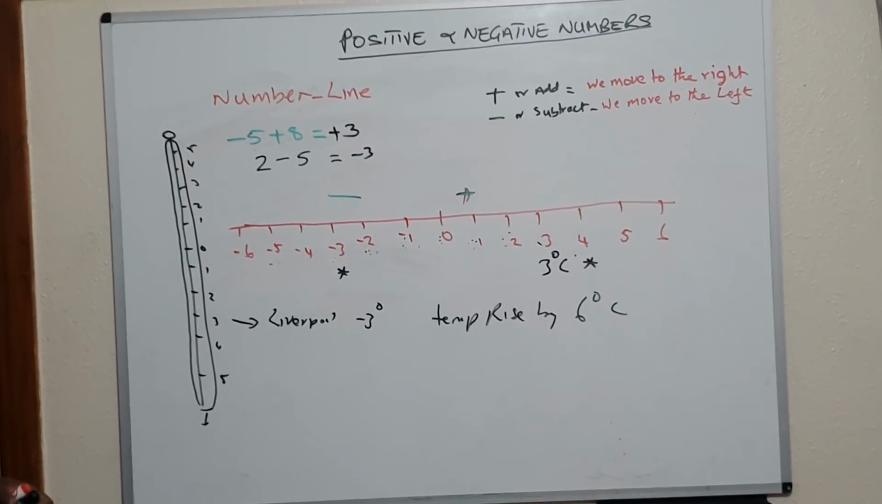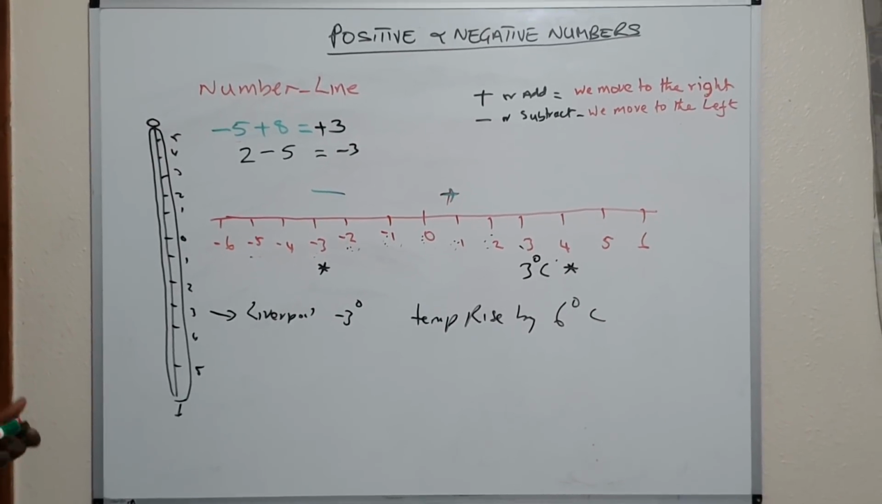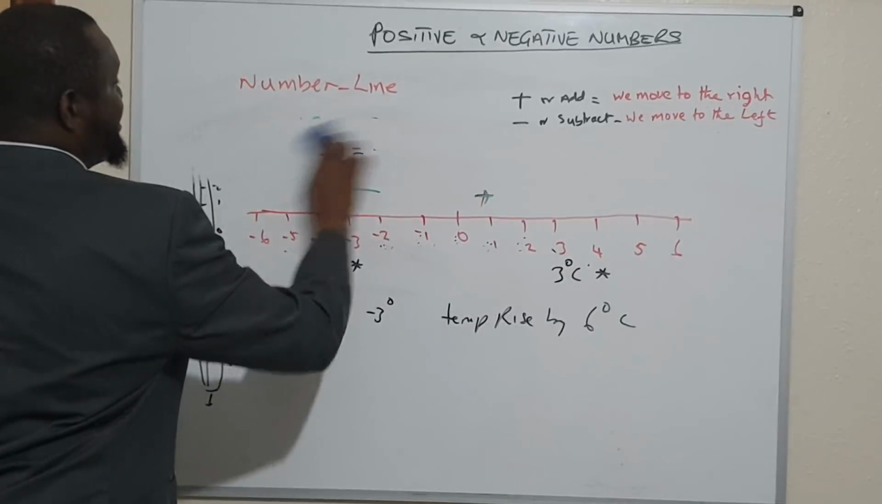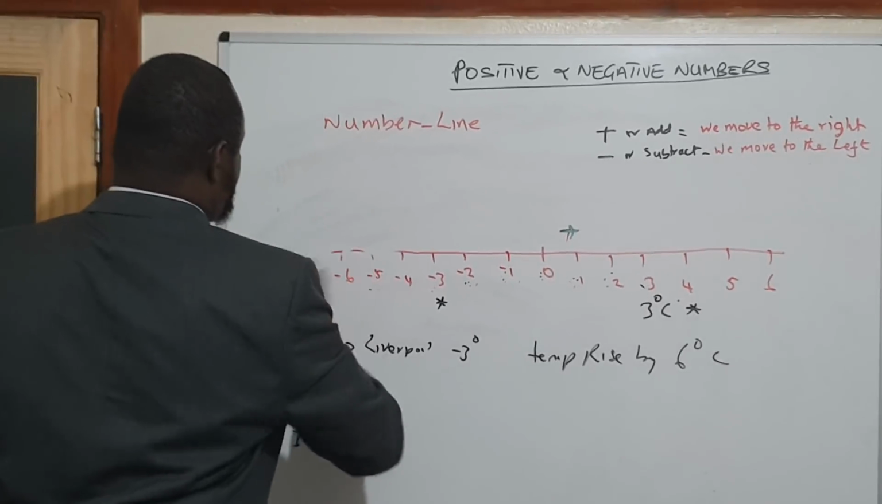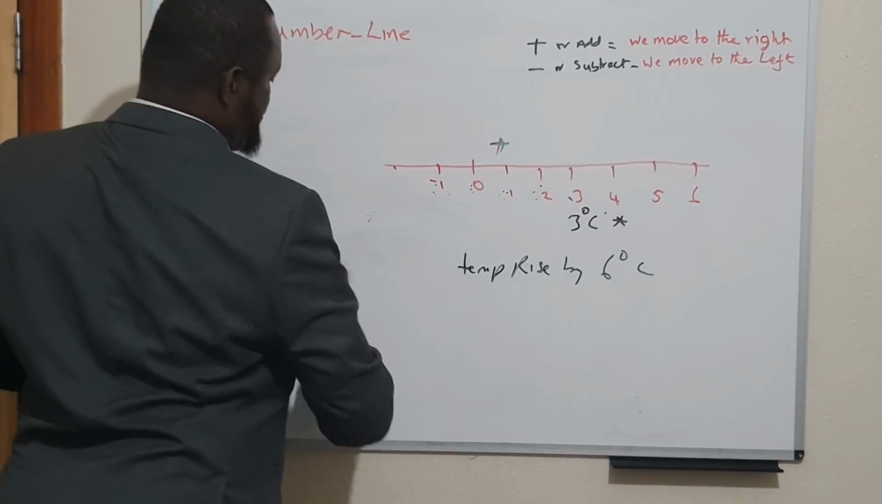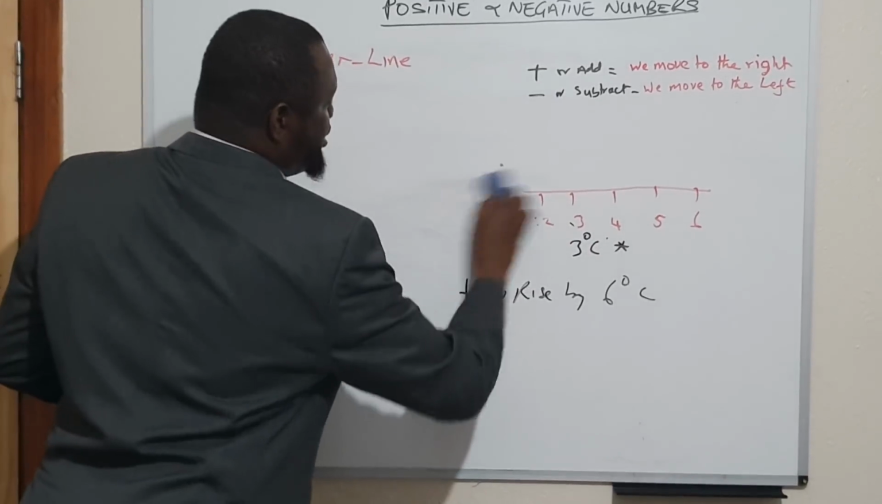You see, that's how you use the number line and this plus and minus. Okay? And these things are GCSE questions. I've seen GCSE questions which are like this. So it's easy.